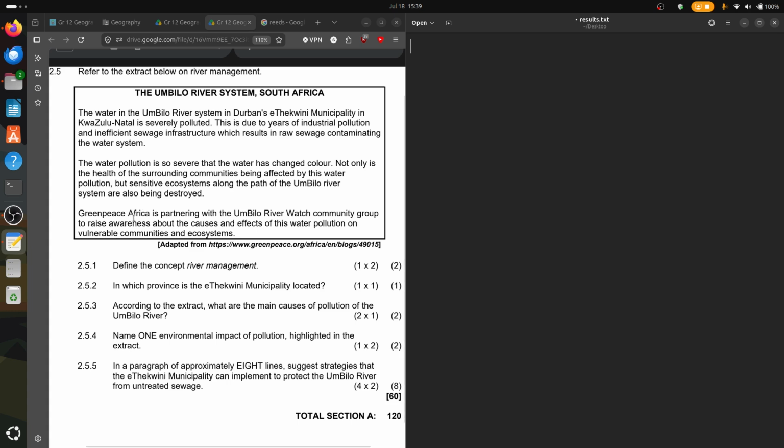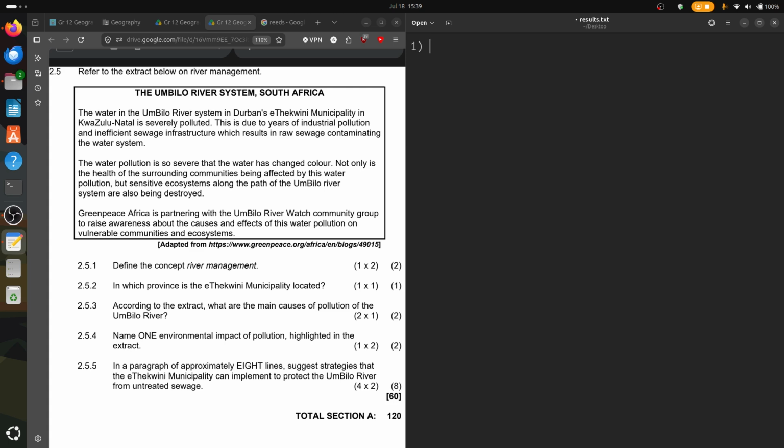Greenpeace Africa is partnering up with the Umbilu River Watch Community Group to raise awareness about the causes and effects of this water pollution on vulnerable communities and ecosystems. So 2.5.1, they say define the concept river management.